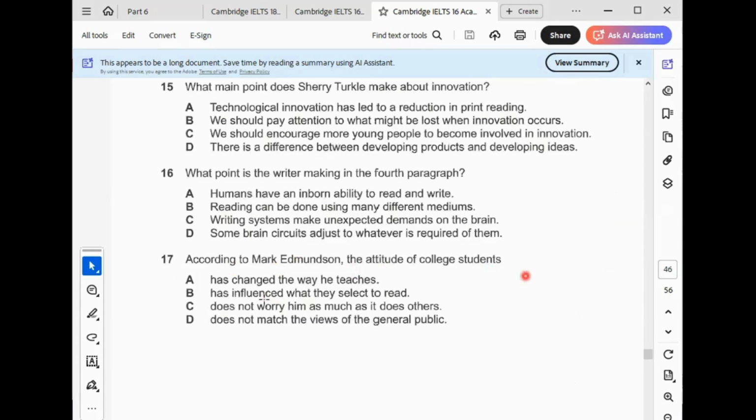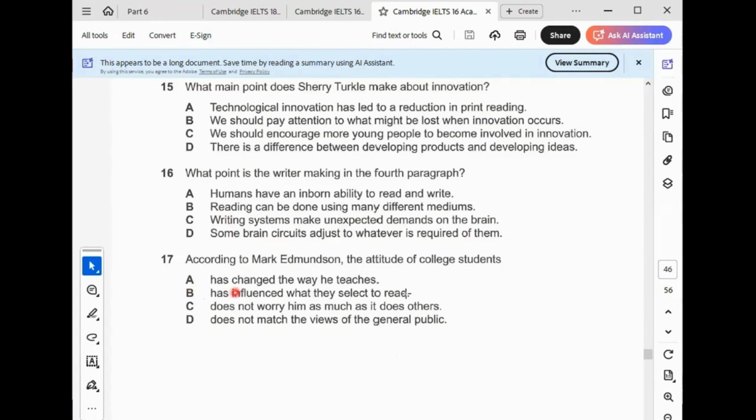Now, let's look at the question. Option A: the attitude of college students has changed the way it teaches. No, it's not about how it teaches. Option B: has influenced what they select. Yes, option B is a very good one. They choose to read shorter and simpler stuff than longer ones. Option C: does not worry him as much as it does others. No, he's not comparing himself to others. Option D: does not match the views. No, they didn't talk about the views of the general public here. The answer is going to be option B.